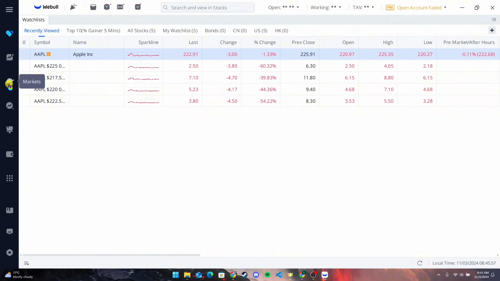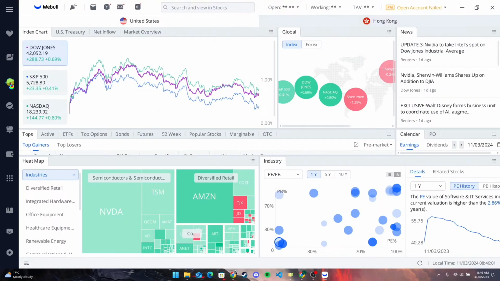Use the Markets tab, which is at the left-hand side of the screen. It helps check popular stocks, trends, and market indices. This tab also provides customized watch lists for tracking your favorite stocks. You can also buy and sell stocks. To buy and sell stock, you can choose between market, limit, and stop limit orders based on your strategy.